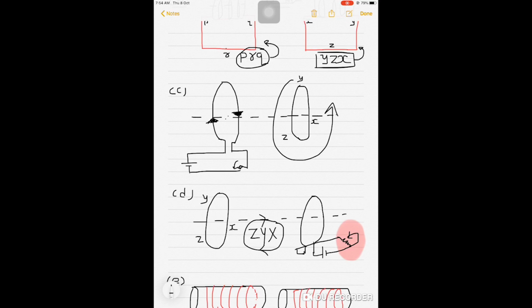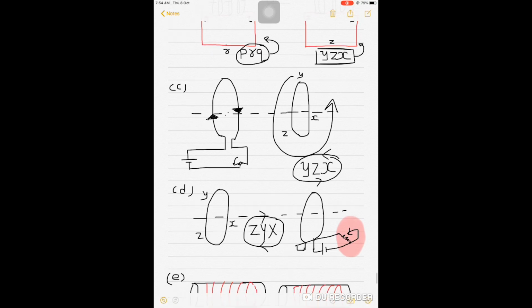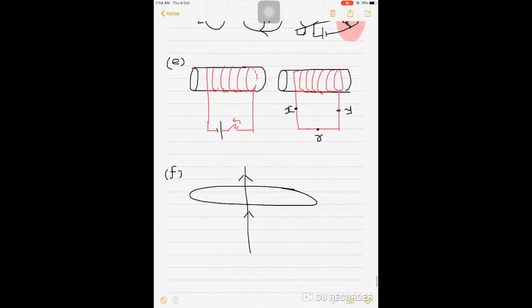Here it is around YZX, that is an anti-clockwise path. So we can explain this over here. Now, the next two figures, that is figure E and figure F.